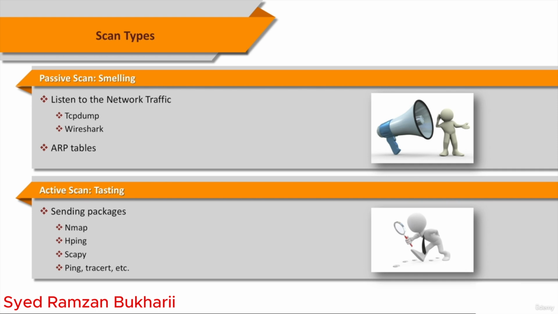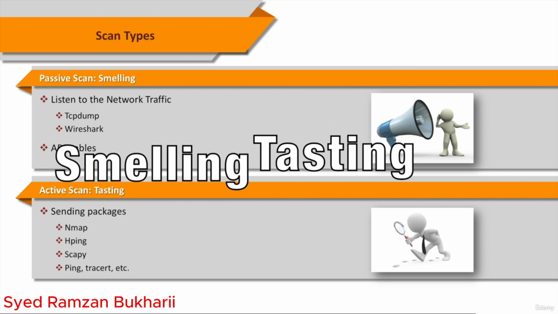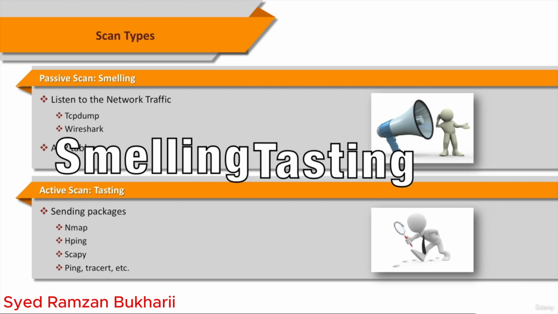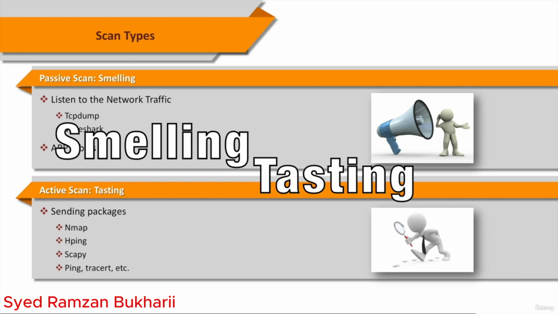There's a really good comparison of active and passive scanning on the networkworld.com website, which says, just as you can determine the type of cheese by tasting it, an active scan, you can also use passive techniques such as reading the label or smelling the aroma as it passes by.